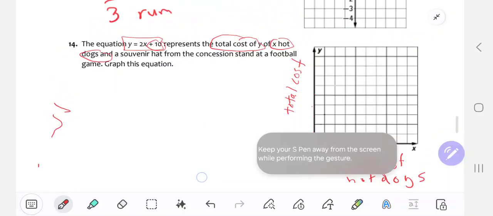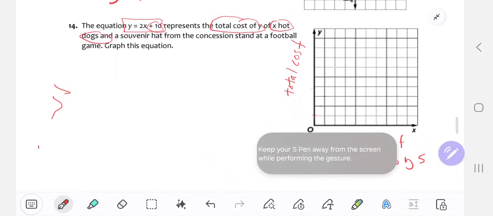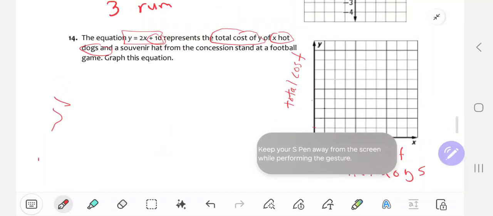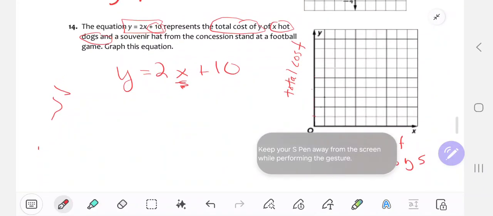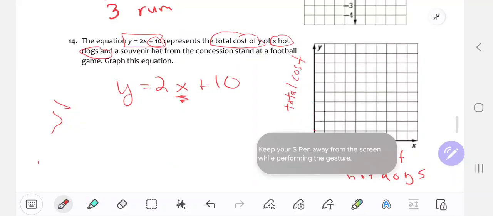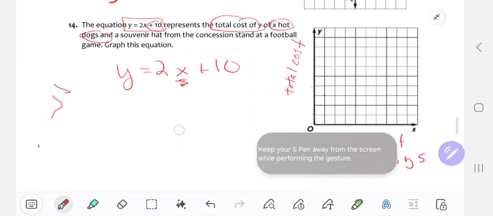Okay, that helps me, and it puts it in context so I know what's going on here. And so X hot dogs and a souvenir hat. So what do you think that souvenir hat, right? In this equation, if we bought 0 hot dogs, how much would we still have to pay? So, right, y equals 2x plus 10. Okay, x is hot dogs, so 0 hot dogs, 0 times 2. We're still paying $10. So what do you think that $10 represents? Okay, it's our initial value, or in this case, the amount of money we paid for that souvenir hat.